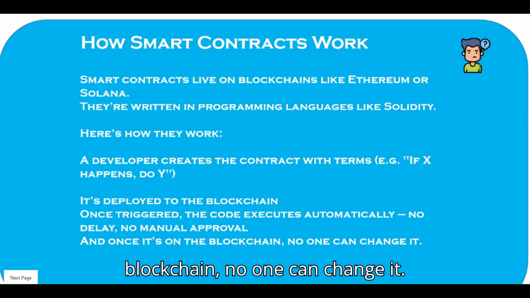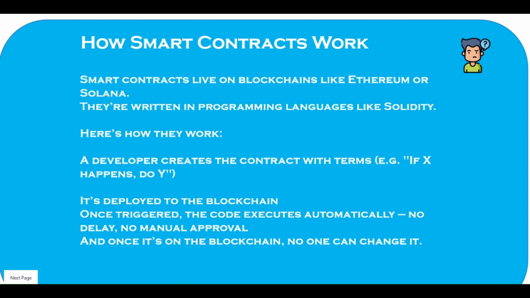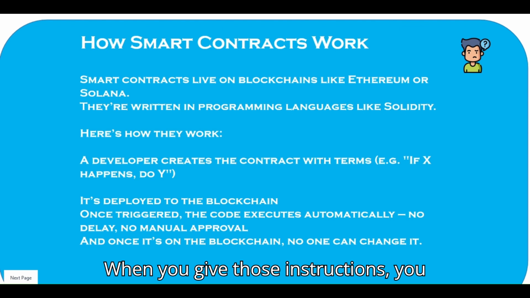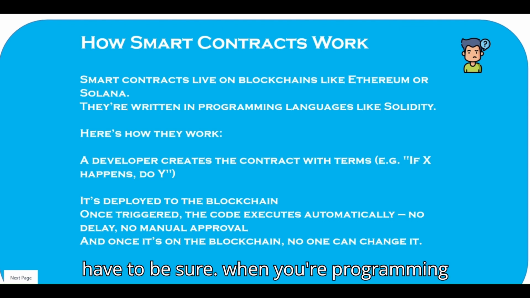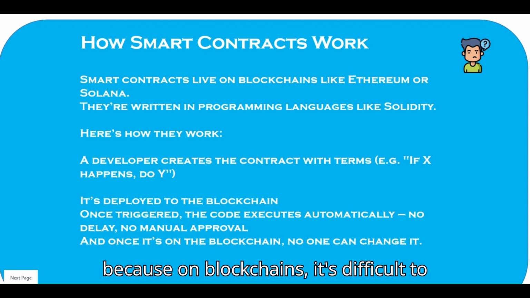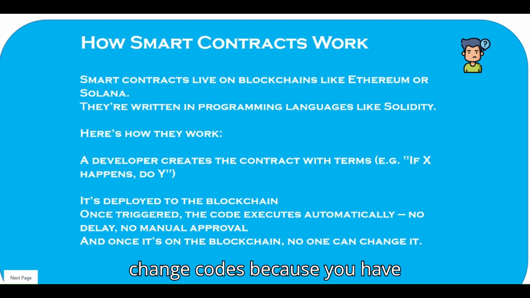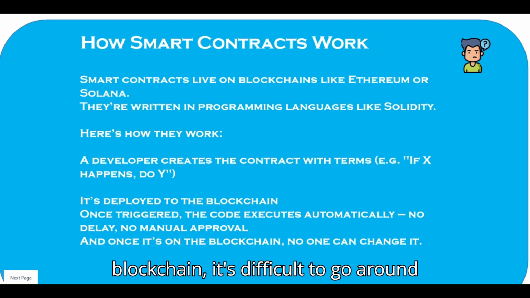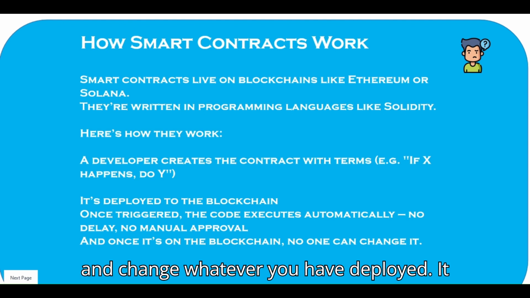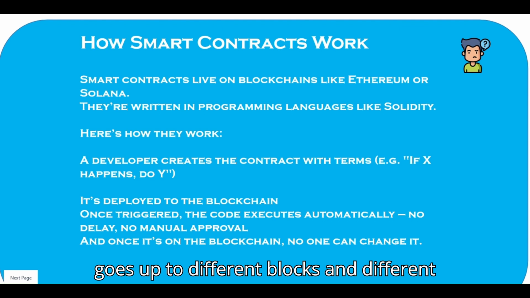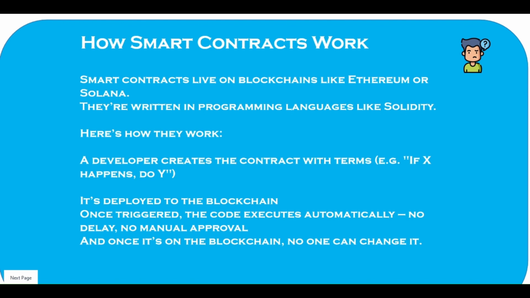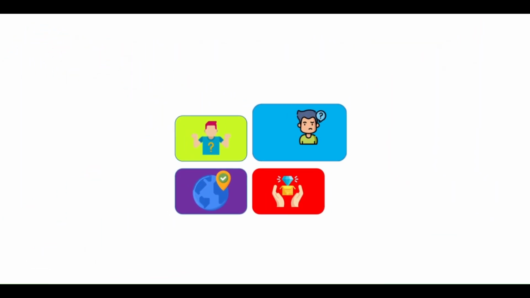And once on the blockchain, no one can change it. What does that mean? When you give those instructions, you have to be sure when you're programming what you want the program to run. Because on blockchains, it's difficult to change code, since you have to go around multiple blocks. Once you deploy something on the blockchain, it's difficult to go around and change whatever you have deployed. It goes up to different blocks and different computers coming together to create that code.